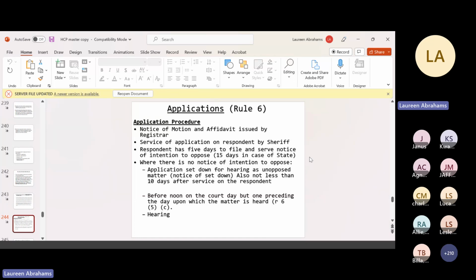Where there is no notice of intention to oppose, then you set the matter down on the unopposed roll and you get a court date from the registrar, and the matter is then heard in the unopposed motion court. Depending on what division you are, they have various practice directions out on how you set it down and how it is heard.